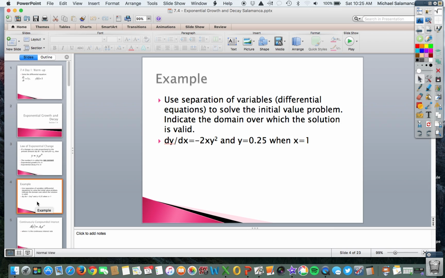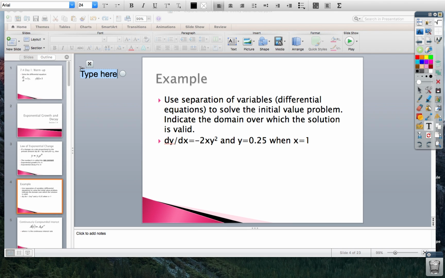So let's take a look at a quick example here. It says use separation of variables or differential equations to solve the initial value problem. Indicate the domain over which the solution is valid. So when we're doing this differential equation, what we're really trying to do is separate the dy and the dx. So in order for us to do that, we're going to multiply dx to both sides. That gives us negative 2xy squared dx. Notice we want the y's on one side and the x's on the other, so we're going to divide by y squared on both sides. We're going to end up with 1 divided by y squared equals negative 2x dx.